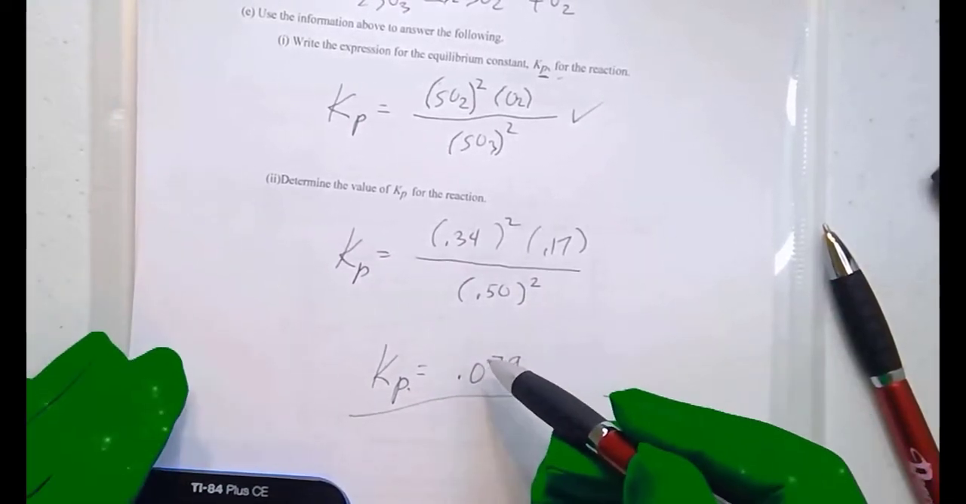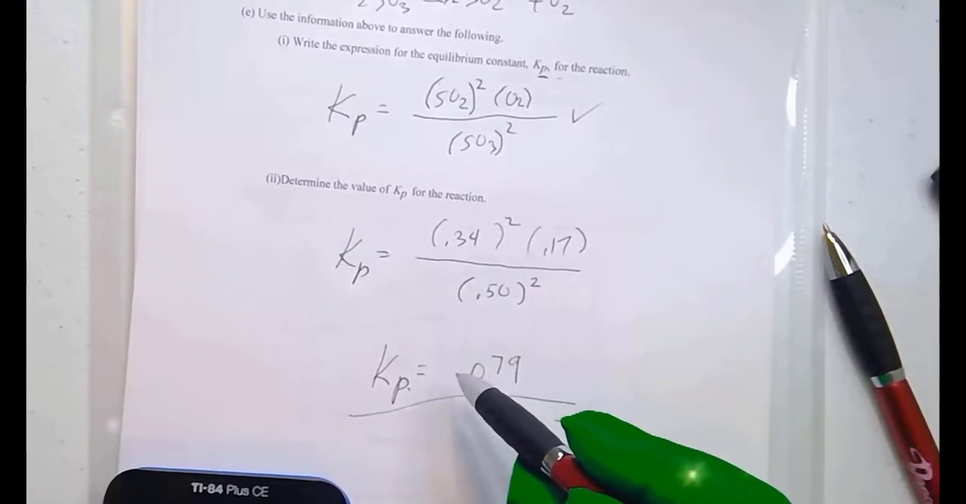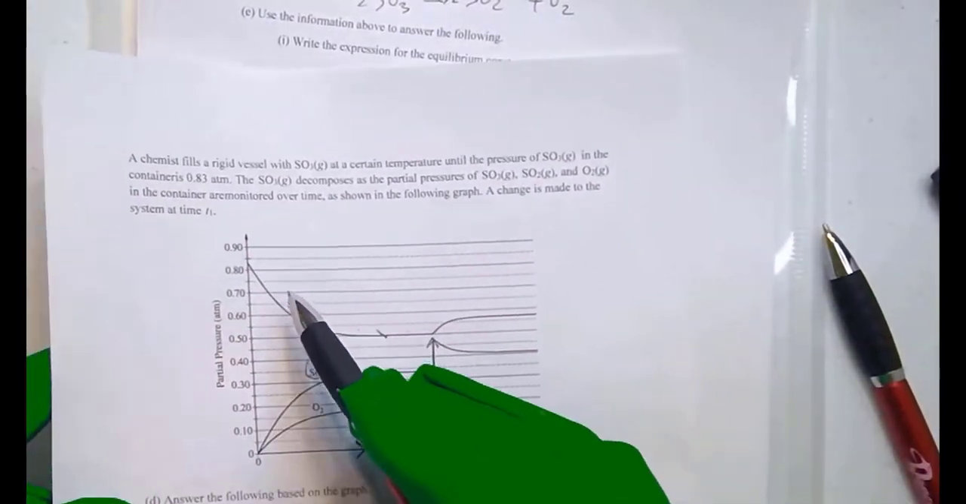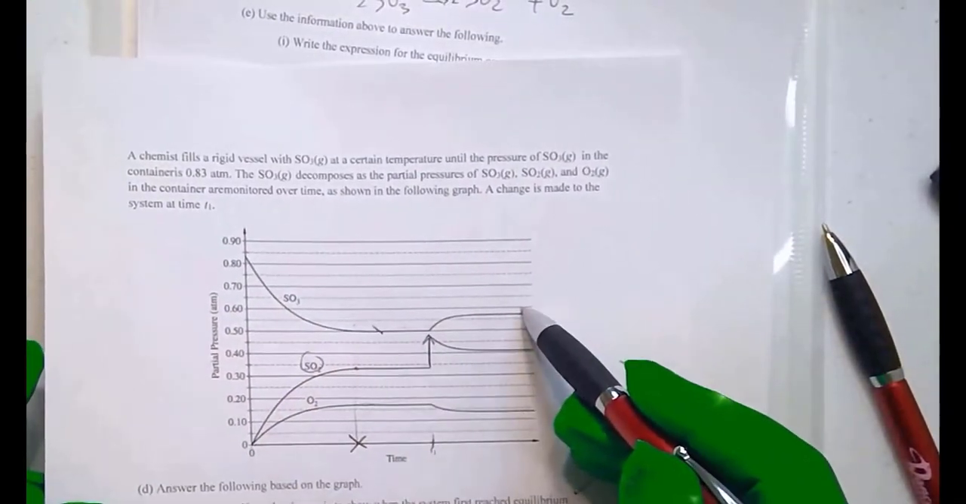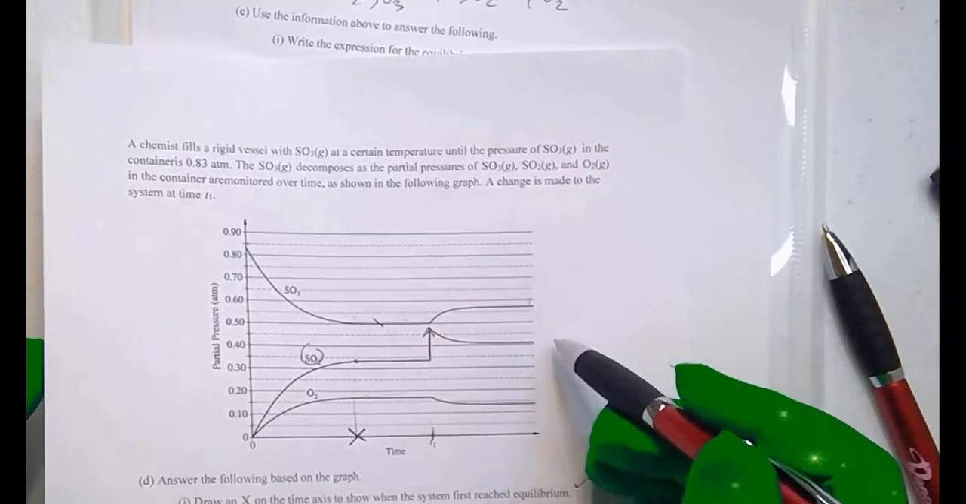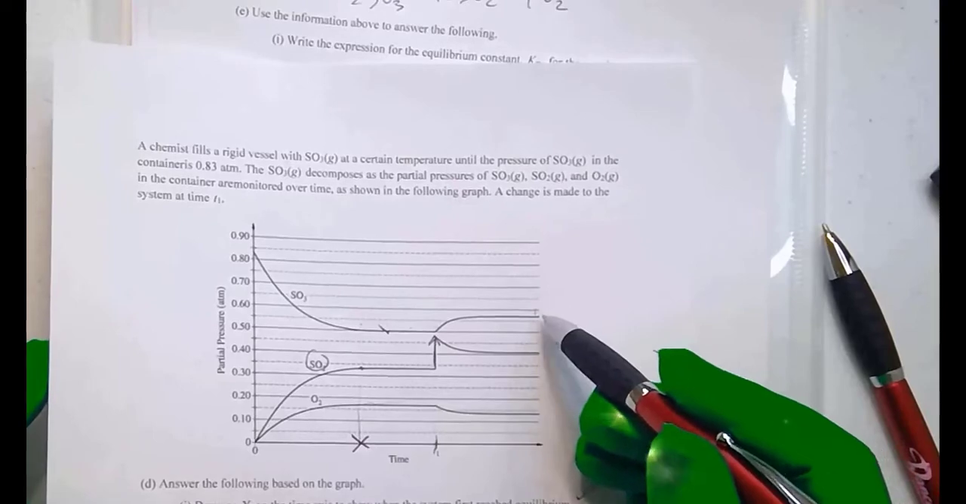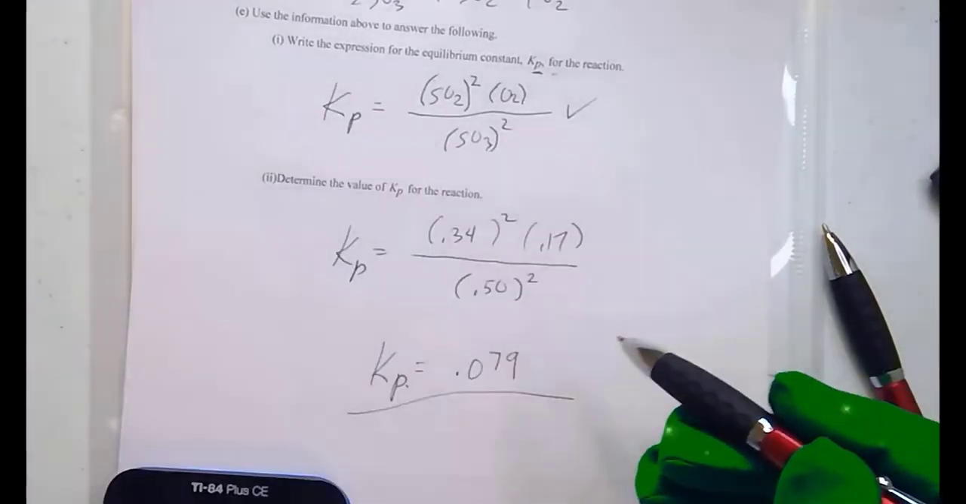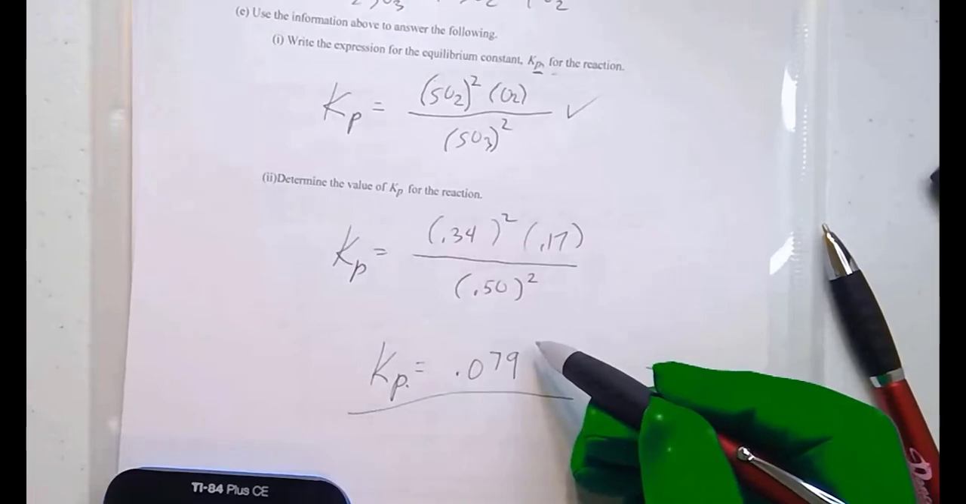Let me check. That's less than 1. That means that we end up having fewer products than we end up having reactants. And here, look, we still have more SO3. We didn't get that much in terms of our products that are made. So having a Kp less than 1 is what I would have been expecting. So I think this answer might be right. I'm going to double check.